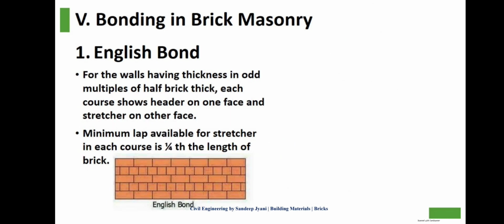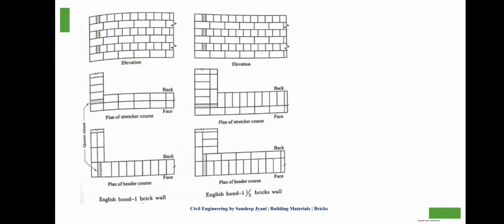For walls having thickness in odd multiples of half brick thick, each course shows header on one face and stretcher on the other face. Minimum lap available for stretcher in each course is 1 by 4 the length of brick. Elevation. English bond first brick wall, English bond first half brick walls. You can see.